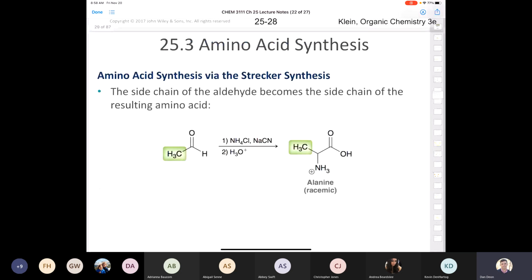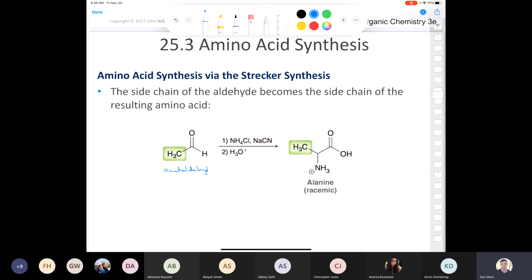For example, what if you wanted to make alanine using the Strecker synthesis? In that case, you would use ethanal, or acetaldehyde. All right, you treat that with ammonium chloride and sodium cyanide, make the alpha amino nitrile, and hydrolyze the nitrile to the carboxylic acid. There you go. But again, it's a racemic synthesis. You end up with a 50-50 mixture.